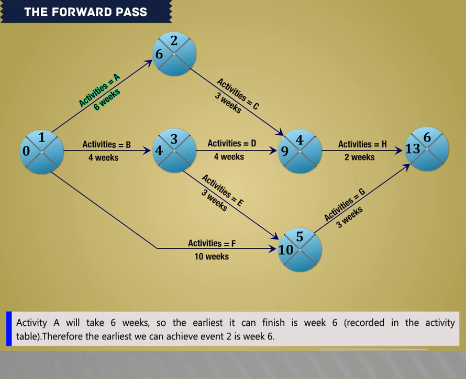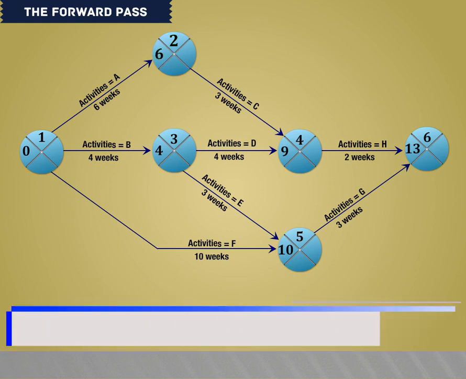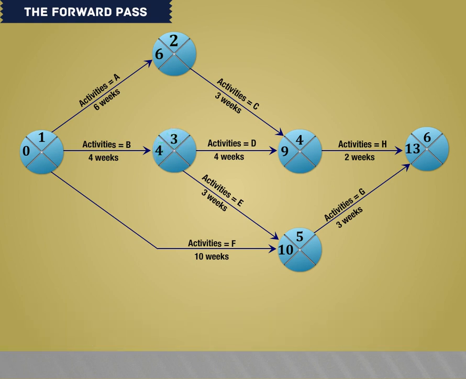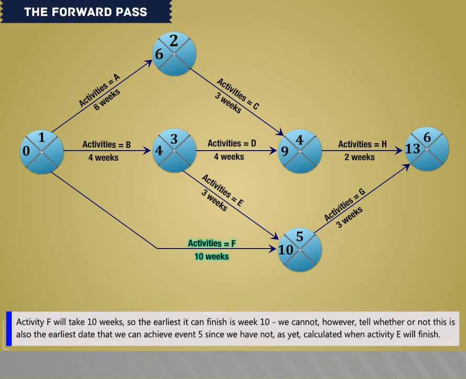Activity A will take 6 weeks, so the earliest it can finish is week 6, recorded in the activity table. Therefore, the earliest we can achieve event 2 is week 6. Activity B will take 4 weeks, so the earliest it can finish and the earliest we can achieve event 3 is week 4. Activity F will take 10 weeks, so the earliest it can finish is week 10. We cannot, however, tell whether or not this is also the earliest date that we can achieve event 5 since we have not as yet calculated when activity E will finish.